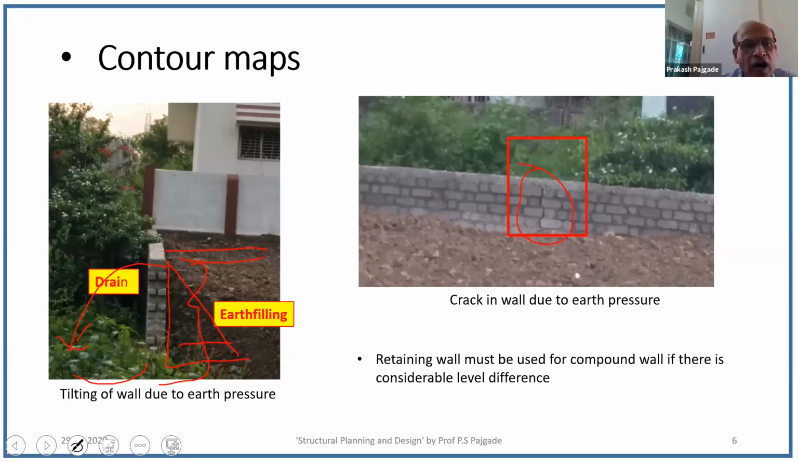Many times plinth height is quite large, and there are cases when there was overturning of plinth because of large pressure. So we must understand the effect of pressure, and suitable measures must be taken.